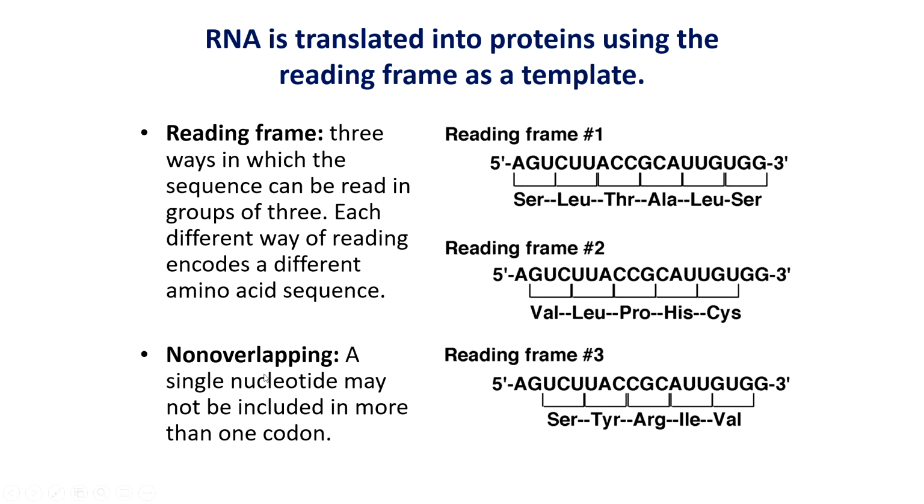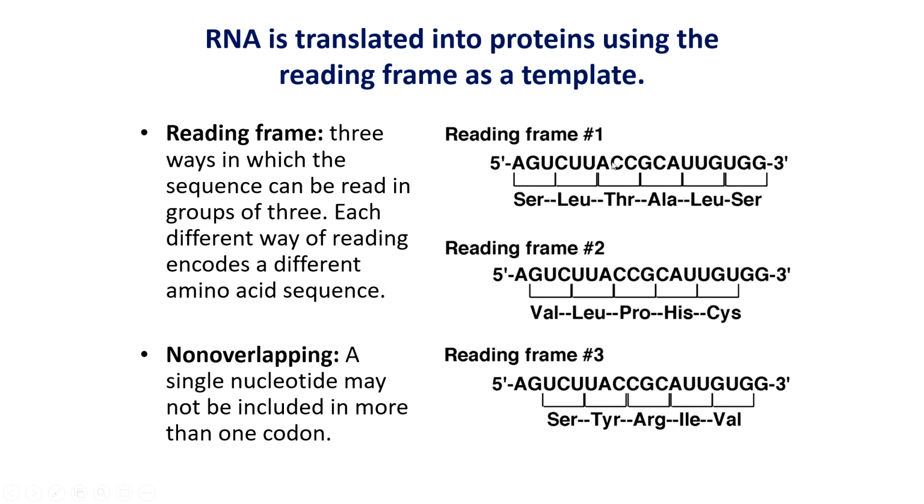These codons are non-overlapping, and so if the ribosome starts reading AGU as a single codon, it will shift down 3 bases and then read CUU, and then read ACC, and then read CGA. This is one type of reading frame.